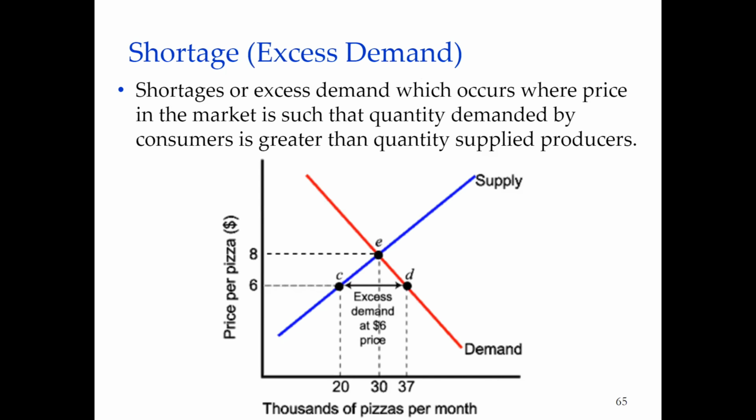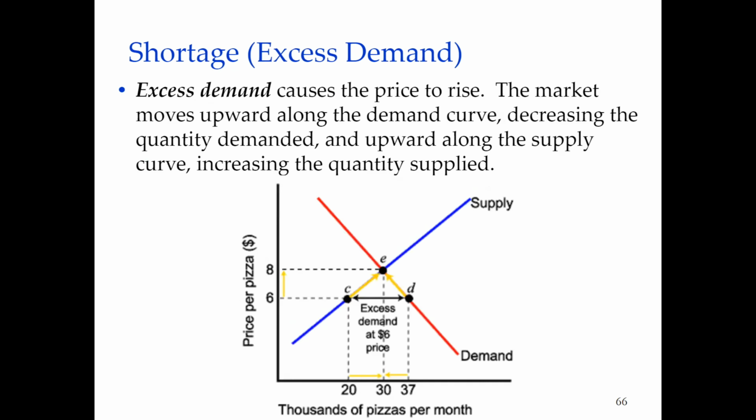Shortages, or excess demand, occur where the price in the market is such that quantity demanded by consumers is greater than the quantity supplied by producers. At a price of $6, there's excess demand, simply because producers are willing to supply less at that price and consumers are willing to buy more goods at a lower price. Excess demand causes the price to rise. The market moves upward along the demand curve, decreasing the quantity demanded, and upward along the supply curve, increasing the quantity supplied, as shown by the arrows.